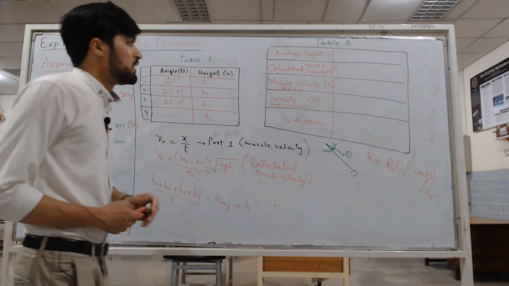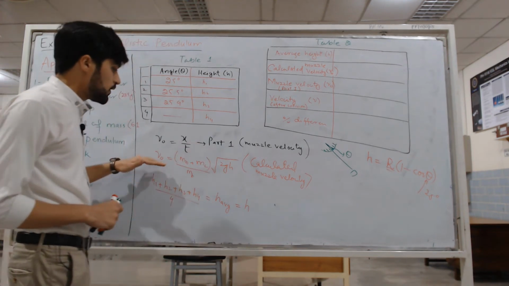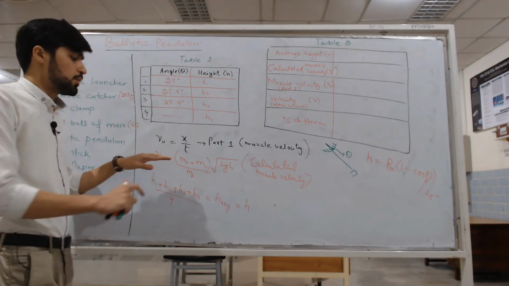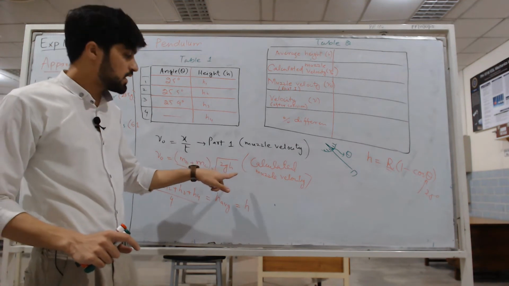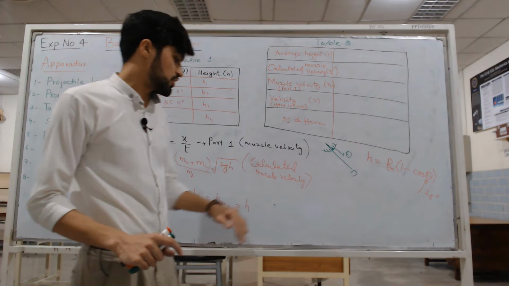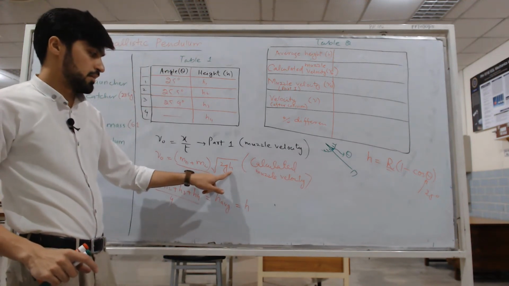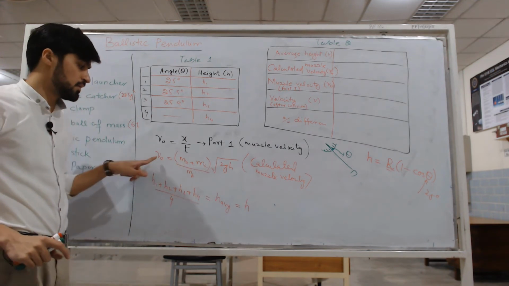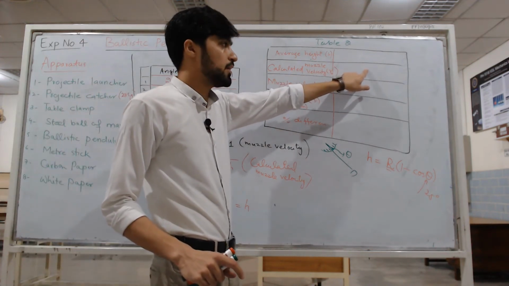Now let's move to the calculated muzzle velocity. We have discussed it and now we are clear that the calculated muzzle velocity, as we have derived it, is V naught equals (mv plus mc) divided by mb, times the square root of 2gh. Again this h is calculated from here, and when you calculate this h, you will put it here. You know mc, mb, the mass of the catcher and the mass of the ball, and you will get the calculated muzzle velocity. You will put the value here.